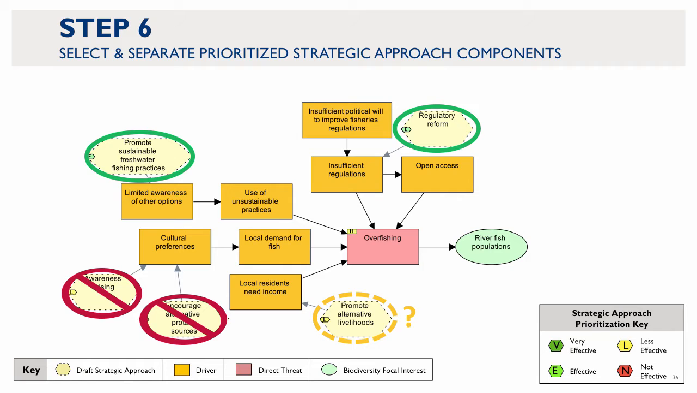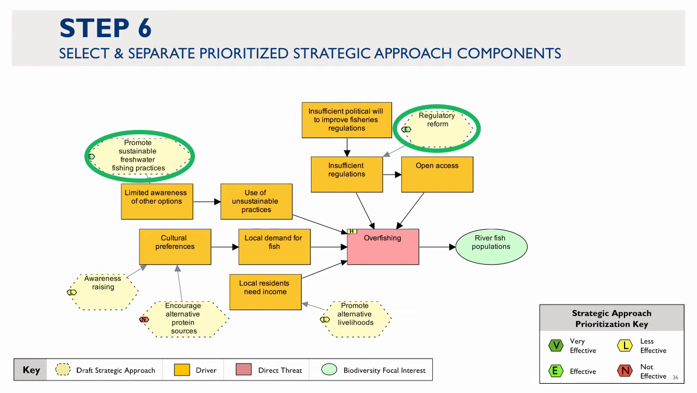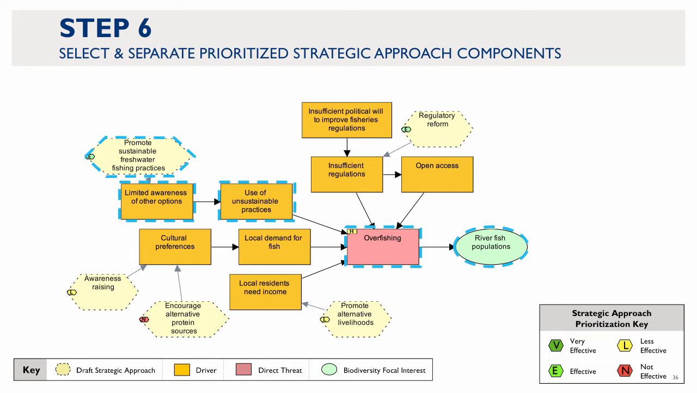This step is somewhat similar to Step 2, where prioritized threats and related situation model components were selected and separated for more focused work. To demonstrate this step in the Grand River project example, we'll use the Promote Sustainable Freshwater Fishing Practices strategic approach, and then isolate from the rest of the situation model the relevant downstream components, which we've highlighted in blue dashed lines here.